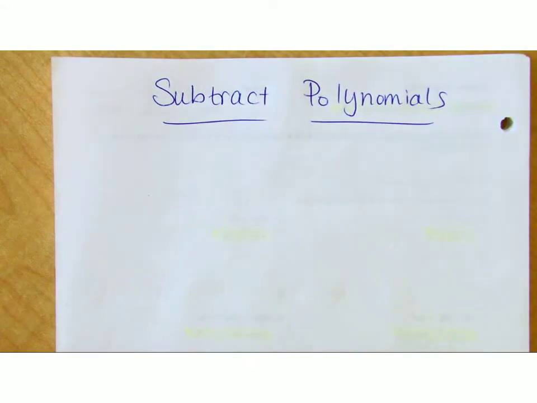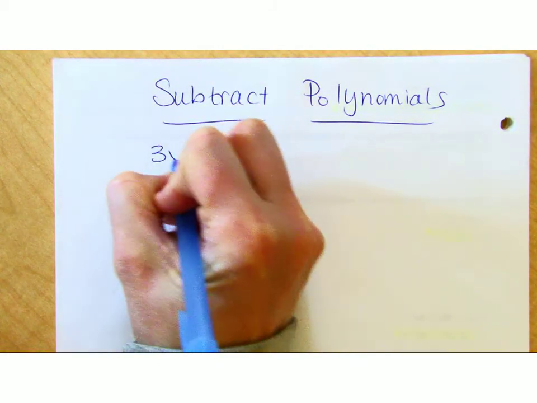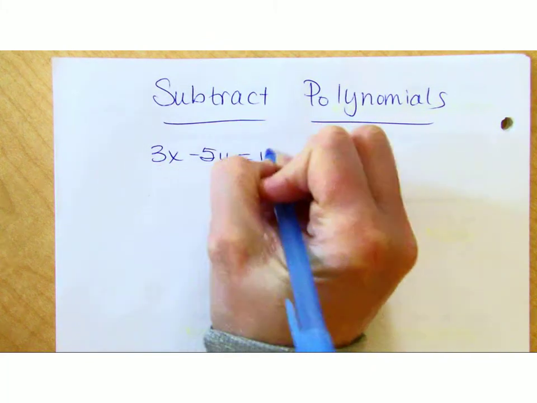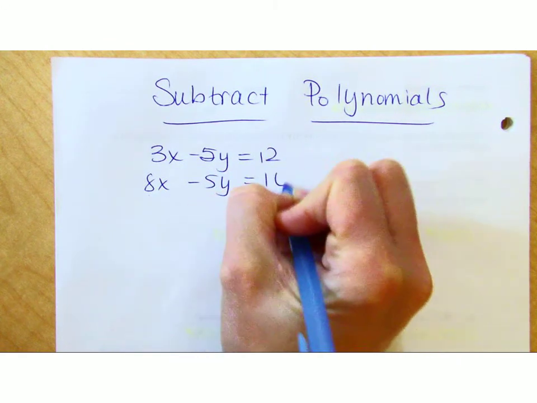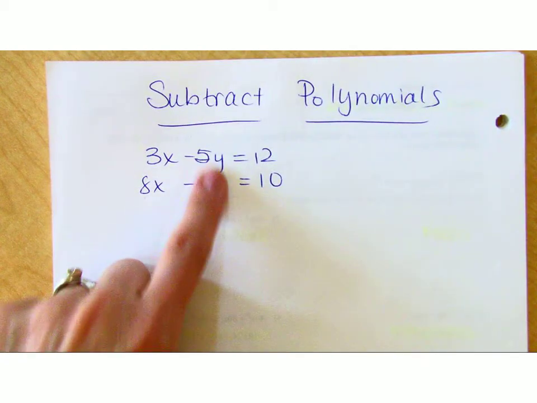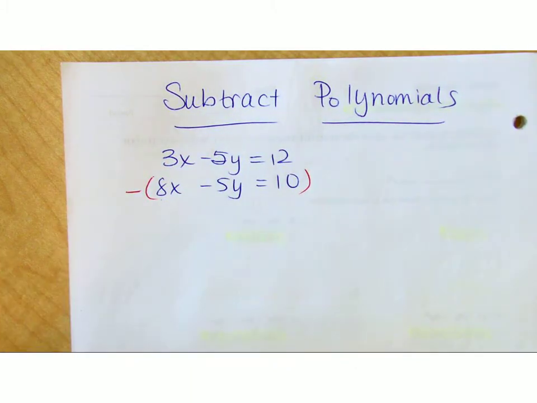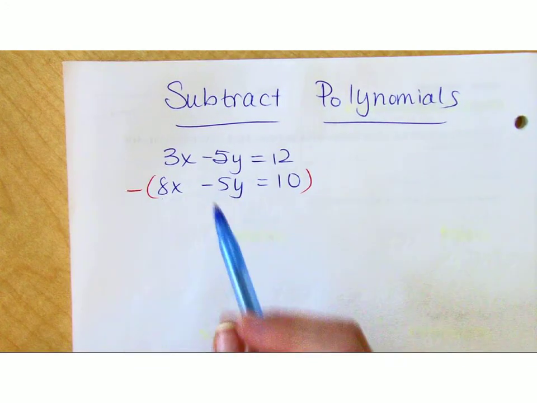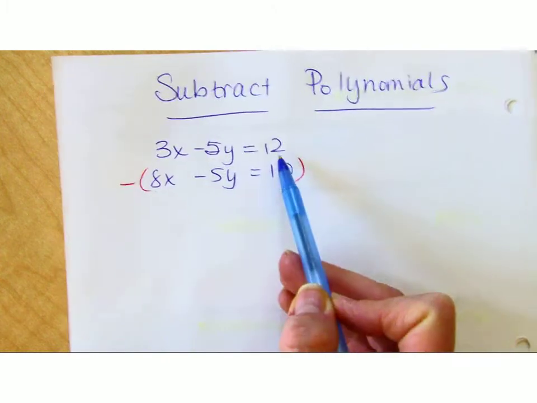This is kind of cool because if you remember when we had to line something up in elimination, like let's say you had 3x minus 5y equals 12, and then you had 8x minus 5y equals 10, you already did some subtraction of polynomials. You saw that these were almost ready to cancel, but you had to do this first, didn't you? Do you guys remember doing that? And so what does that mean? It means you had to subtract this equation, that was called an equation at the time, from this equation.